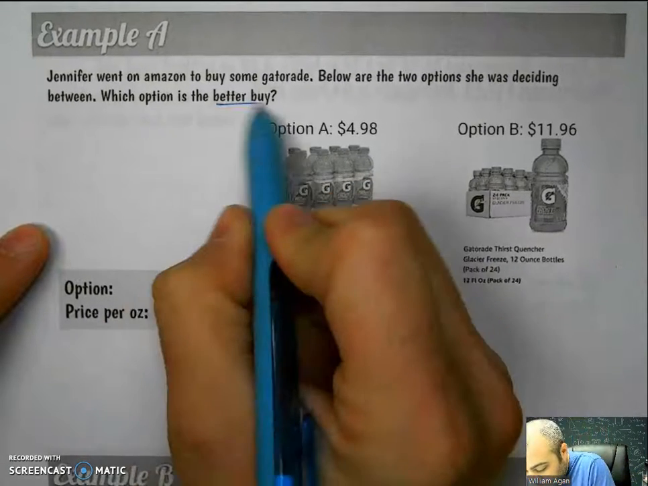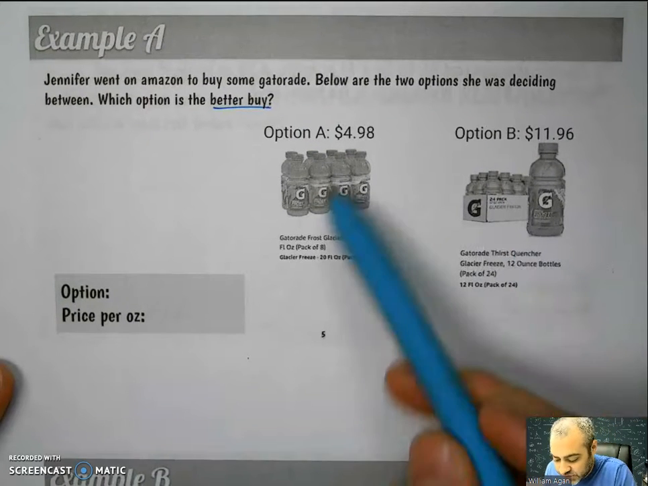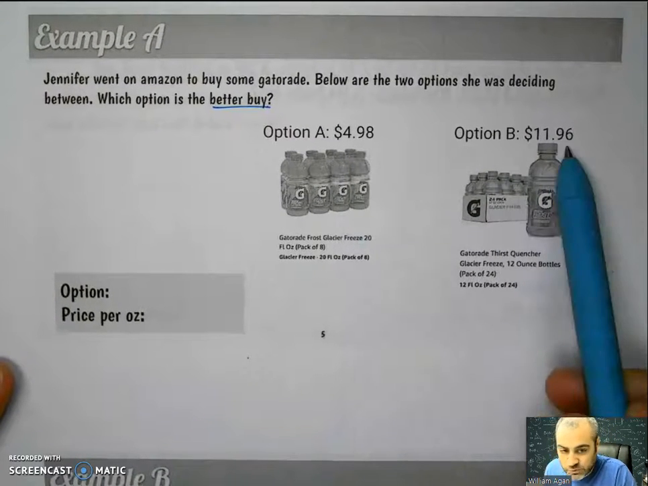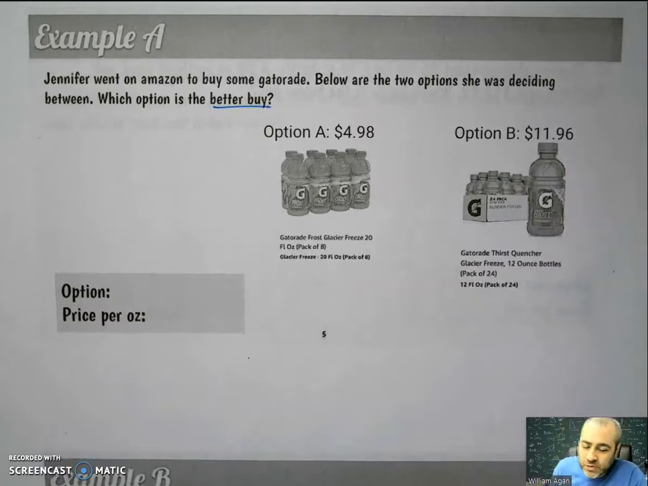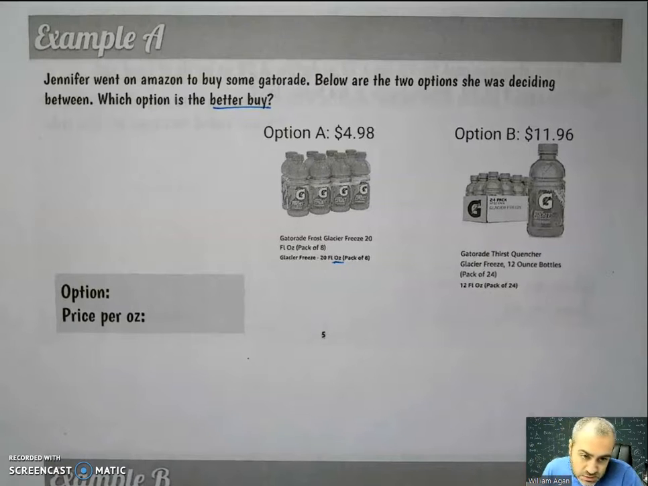Whenever they are asking about the better buy, sometimes students get confused and think it's the cheaper one. Well, yes and no. It's not the cheap one, like option A is $4.98, which is cheaper than $11.96. Whenever they say better buy, they mean cheaper per unit. Okay, so on this one, it's per fluid ounce.